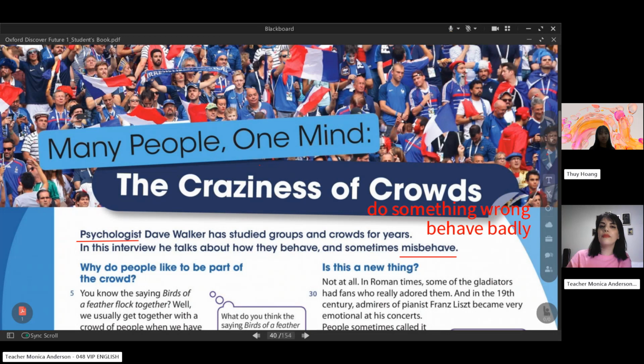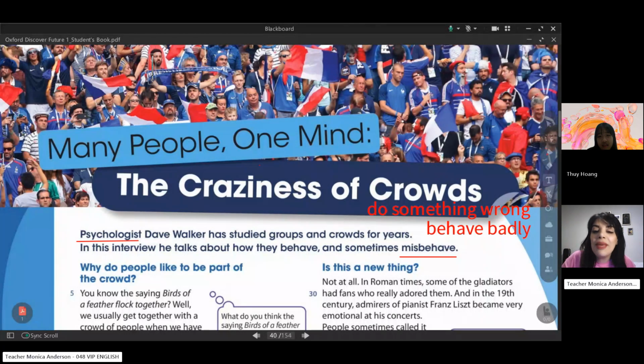So many people. So look, many people, one mind. What it means, one mind, but many people, it means they have the same behavior. They do the same things. All of them shout, all of them scream. Like, yes, craziness of crowds means they become crazy. So they become mad when it's really crowded, lots of people, and they do the same thing.